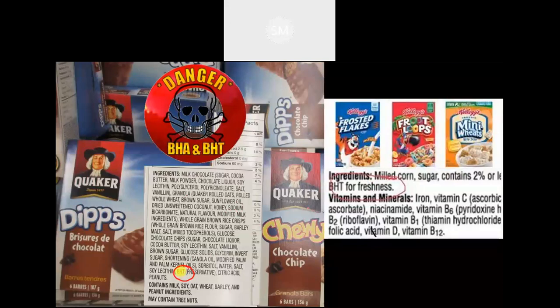Carcinogenic means the one which can cause cancer in the long run. So when you buy anything from the market, make a habit to read the ingredients which are there in that. Just make a habit of reading those ingredients. Okay, so if you find BHT written anywhere, just avoid it.